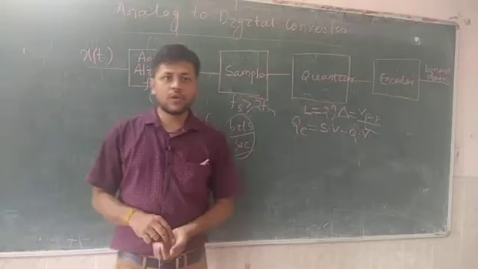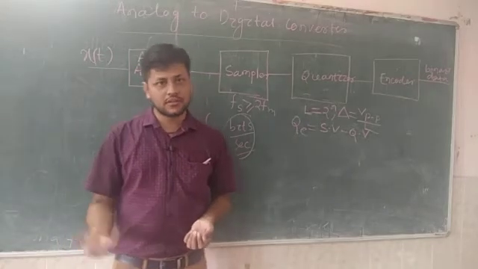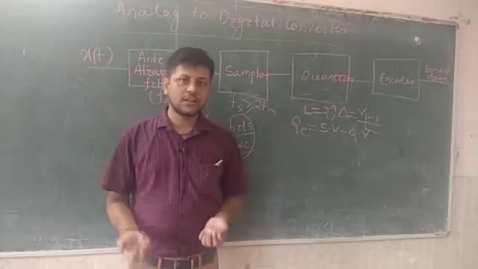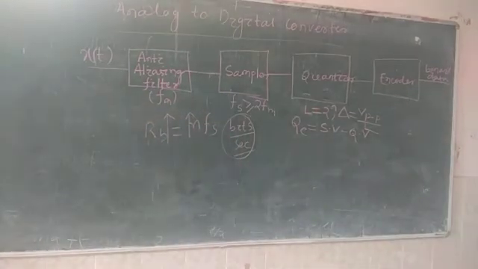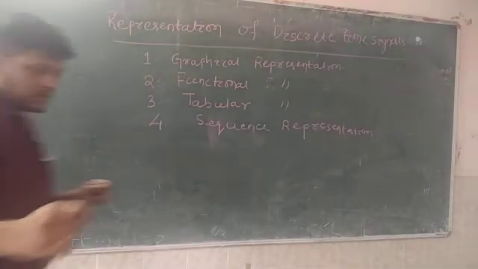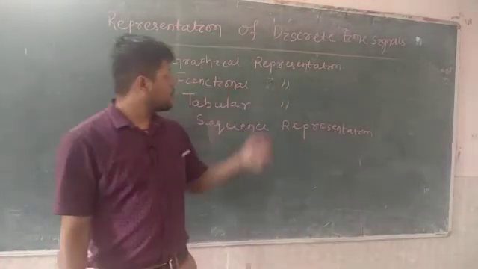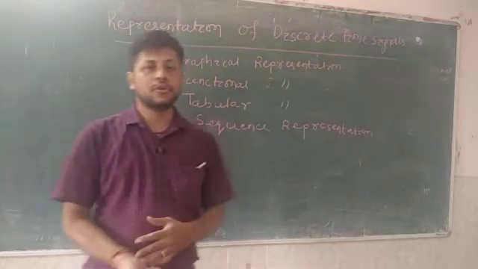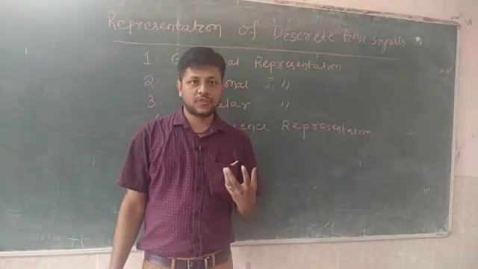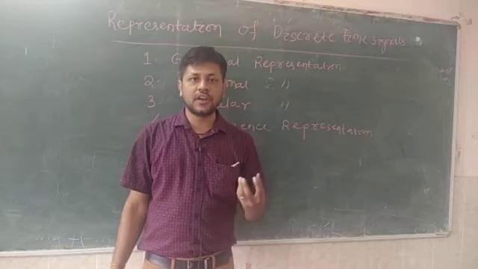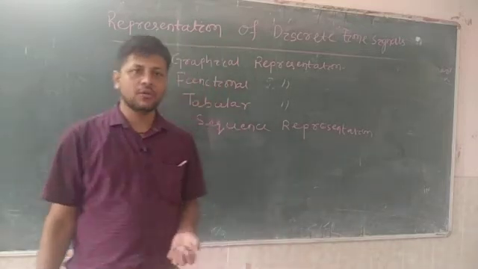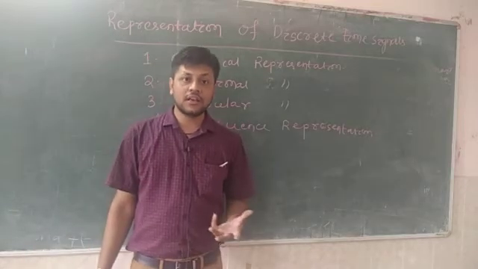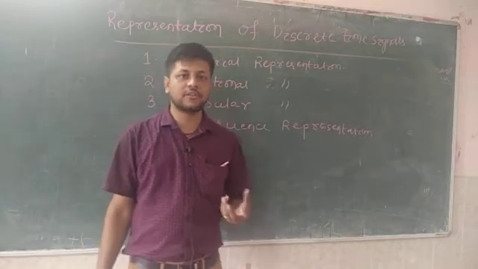From now onwards, I am going to explain the digital signal and how we are going to represent that digital signal, the various methods of representation of digital signal that we will see. From now onwards, we are dealing with discrete time signals. Before we analyze the various types of discrete time signals, first we need to see how to represent a discrete time signal mathematically and graphically.